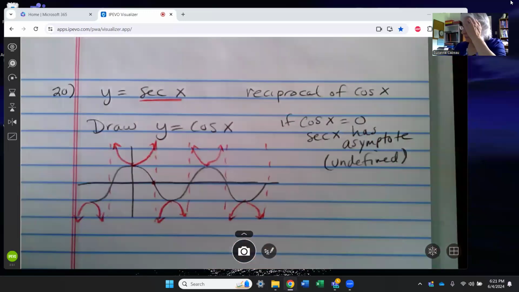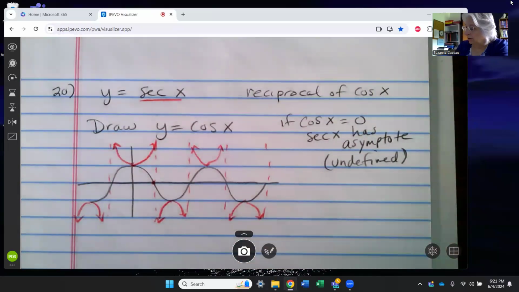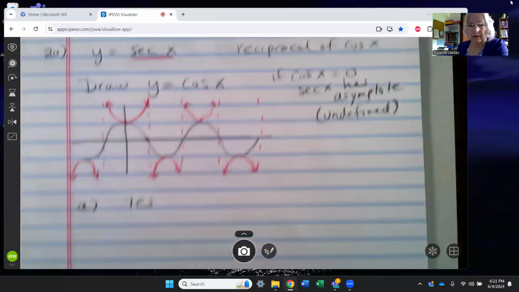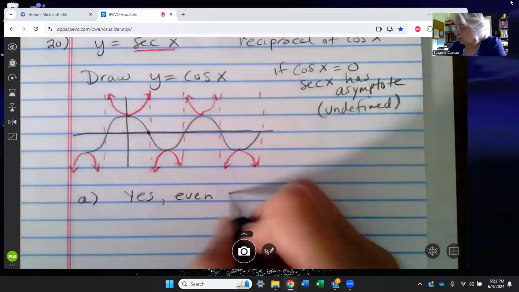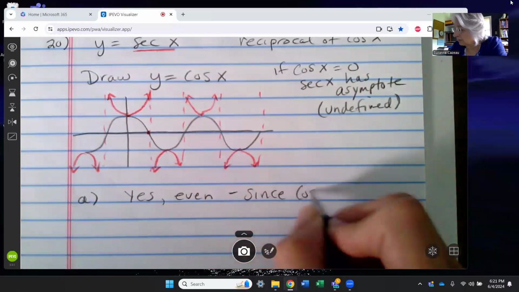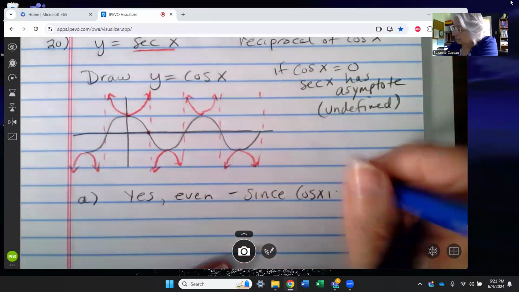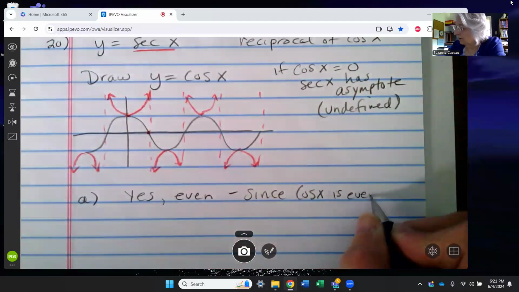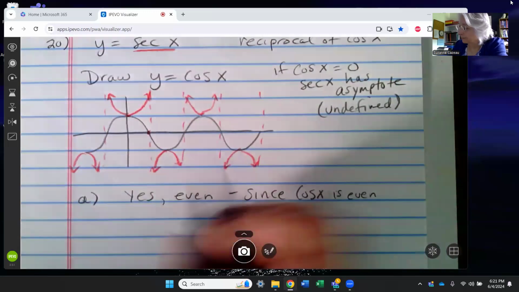So it says, is it an even function? Yes. So A, yes, it's even. And you know that because cosine of x is even. Also note that it's symmetric about the y-axis.